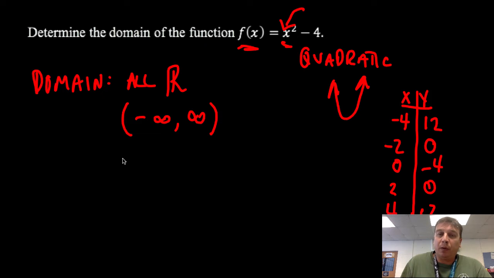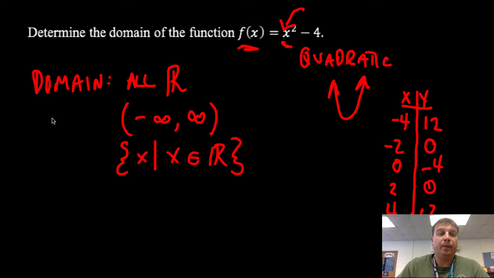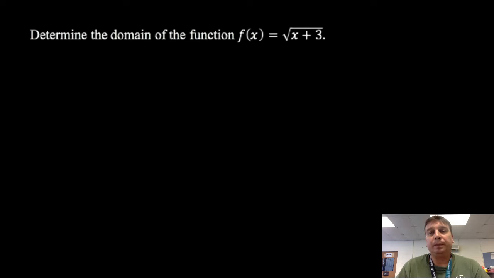Then we can do set builder notation. So it's the set of all x such that x is an element of the real number system. So I can write it in words, I can write it in interval notation, and then I can write it in set builder notation. Let's take a look at another example.